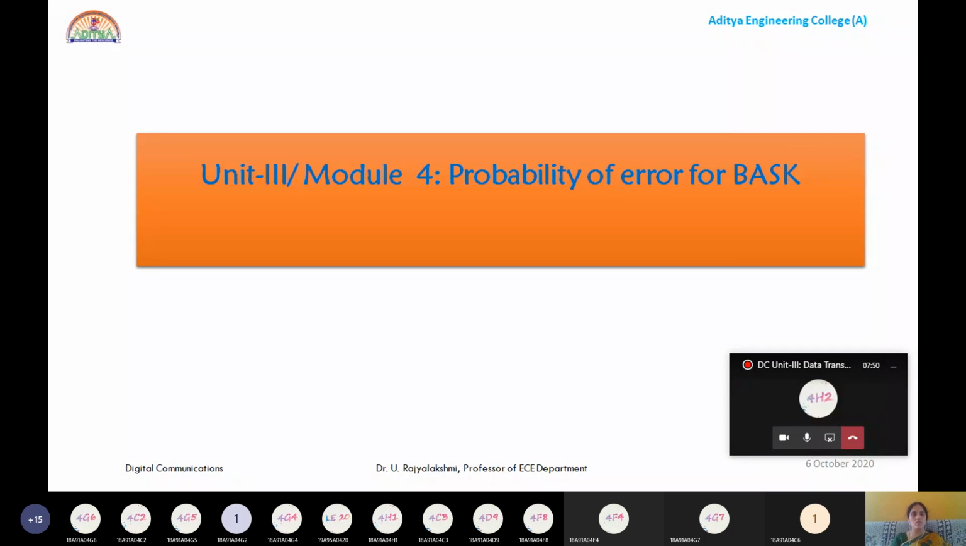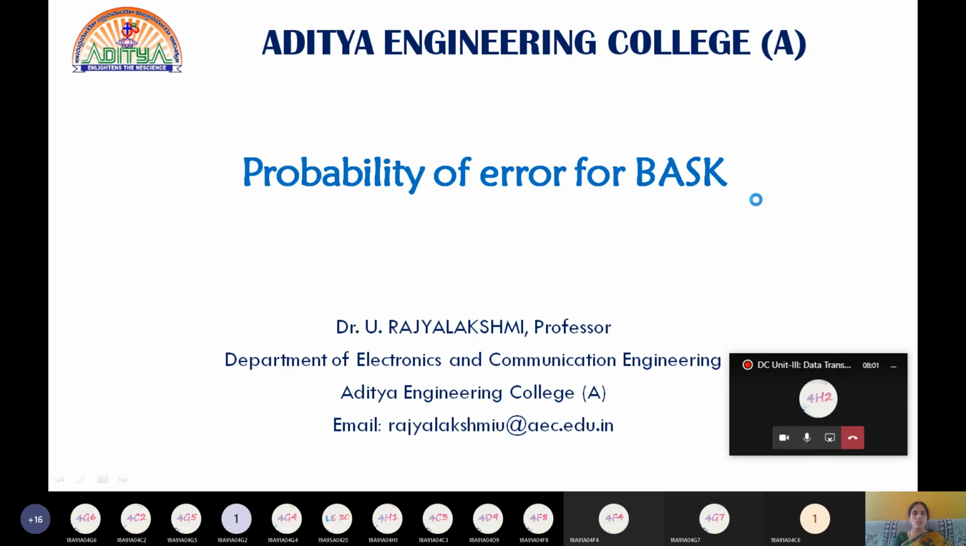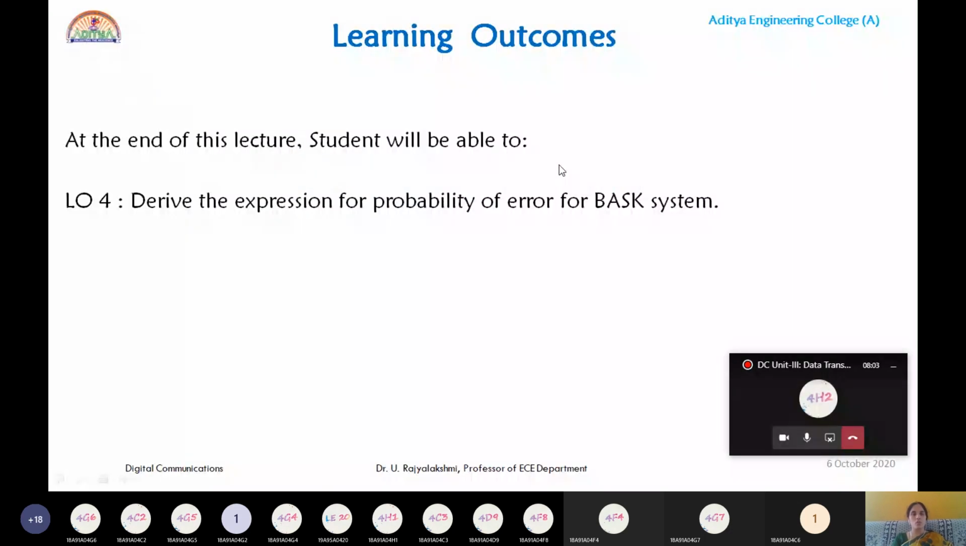Today we will discuss the probability of error calculation for the binary amplitude shift keying technique. This is module 4 of chapter 3. After completion of this module, each and every student should be able to derive the expression for probability of error for the BASK system. Already we studied the importance of the BASK system and the basic form of the BASK signal in the second chapter.